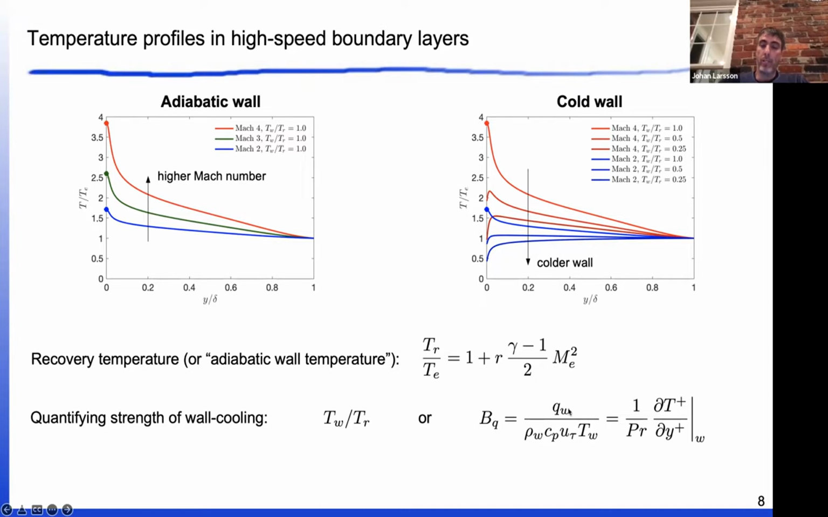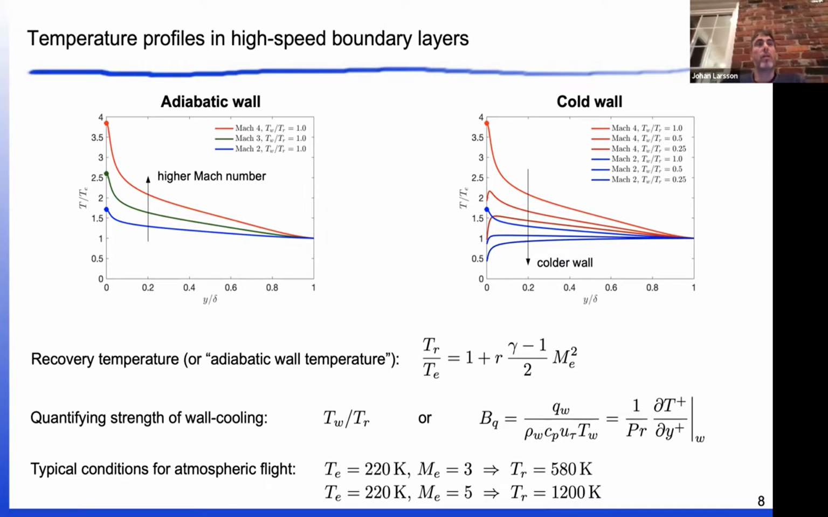Another popular metric for this is called B sub Q for some reason. I actually don't know why, but the best way to think of it is that it's the temperature gradient at the wall in viscous units. I'm going to use this parameter a couple of times later. And just to orient ourselves, when I say cold wall, it may actually be very hot in human terms. If we talk about atmospheric flight at Mach 3, the recovery temperature is about 600 Kelvin, and at Mach 5, it's about 1200 Kelvin. So any wall that is less than those temperatures is, from my perspective, a cold wall, even though it may be 1000 Kelvin.